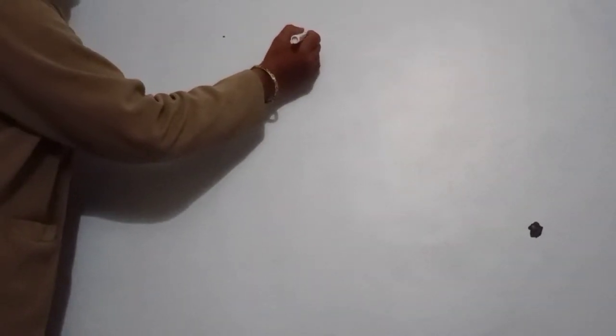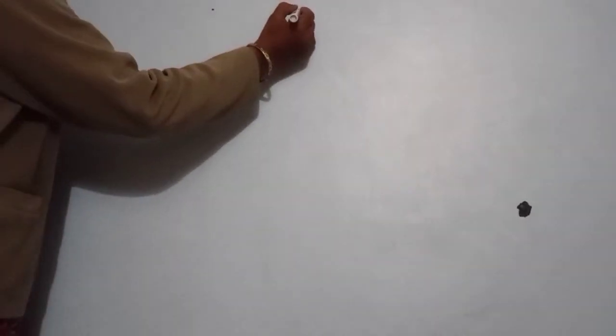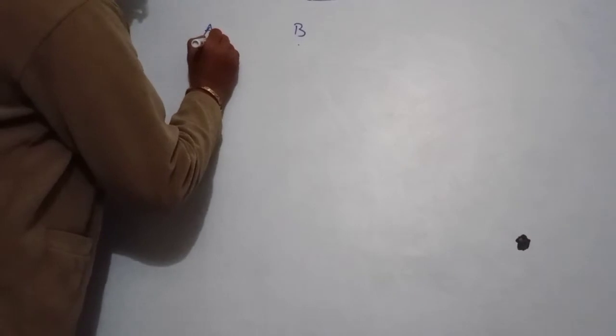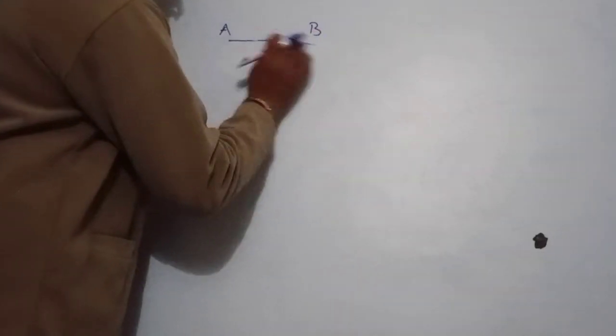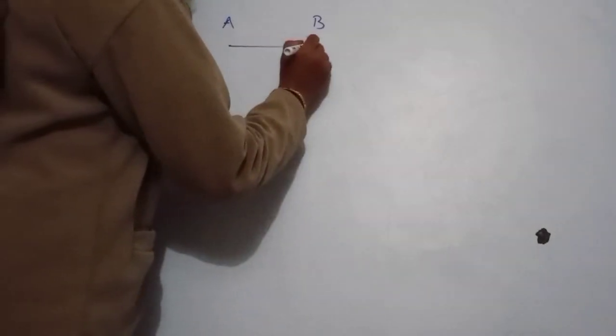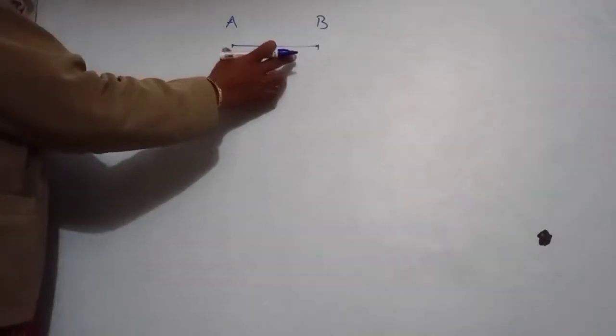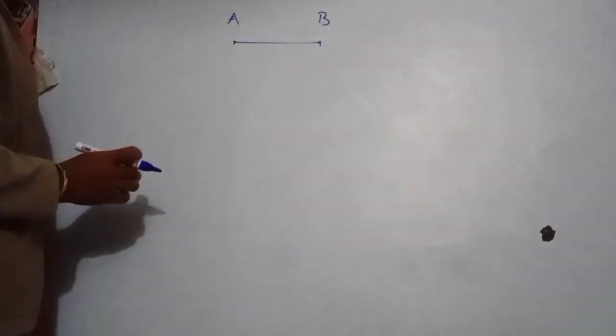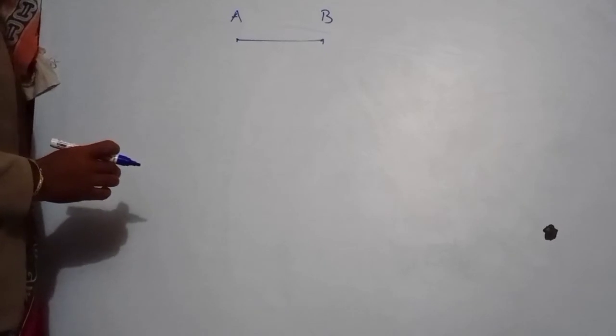Suppose I have drawn 2 points here. Suppose this one is A and this point is B. Join these points. This is a line segment. This line segment has 2 points, which are called end points.